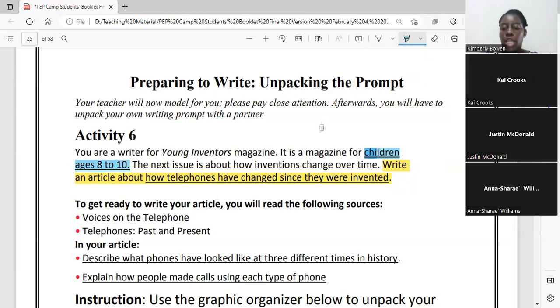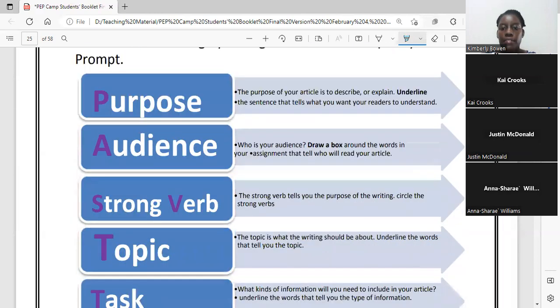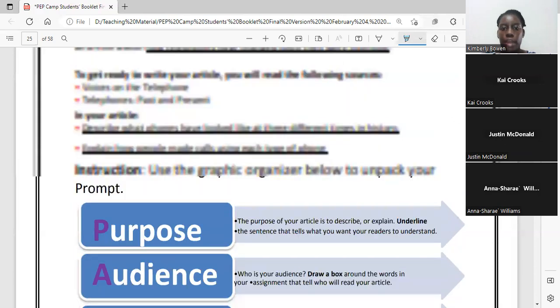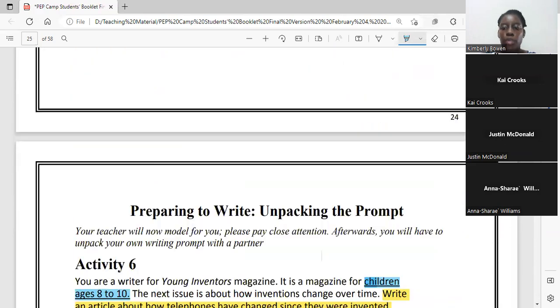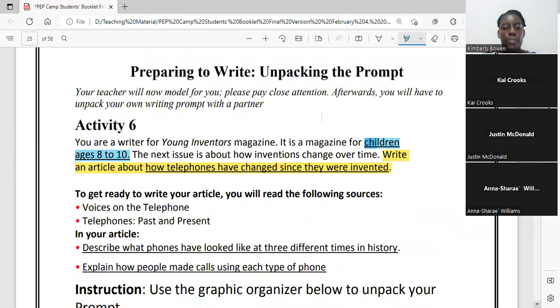All right, so let's move on to the strong verb now. And we said the strong verb tells us the purpose of writing our article, which is either to describe or to explain. So which one of those words are we seeing here? Are we seeing any of those verbs, or are we seeing both of those verbs?